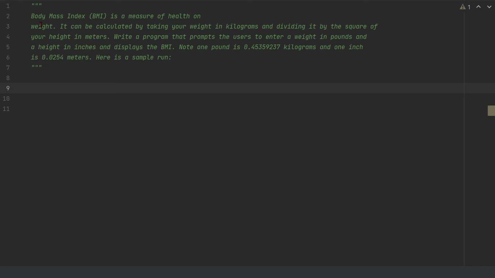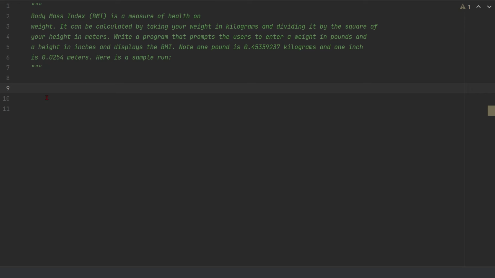Here we see body mass index is a measure of health based on weight. It can be calculated by taking your weight in kilograms and dividing it by the square of your height in meters. Write a program that prompts the user to enter a weight in pounds and a height in inches and displays the BMI. A quick note: 1 pound is 0.453 kilograms and 1 inch is 0.0254 meters. So let's go ahead and take the requirements that we need out of here.